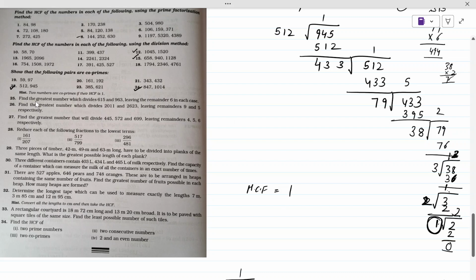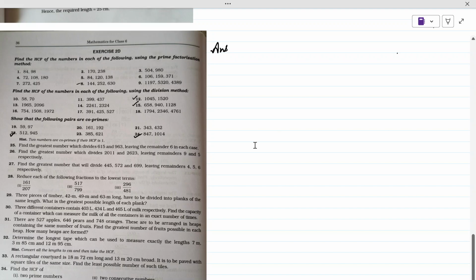Now what we have is: find the greatest number which divides 615 and 963, leaving the remainder 6 in each case. So question number 25. What we have to do is find the greatest number which divides 615 and 963, leaving the remainder 6 in each case.